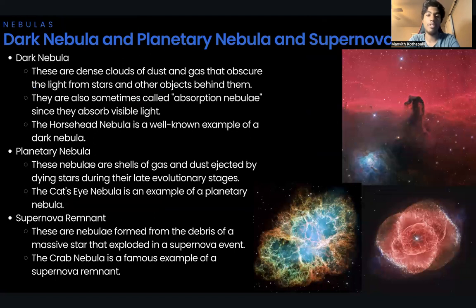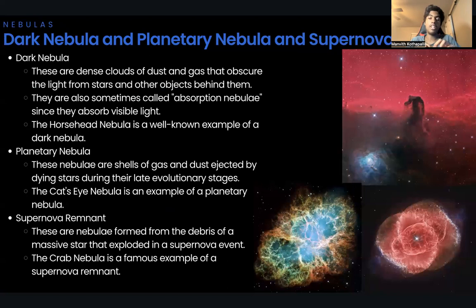Then comes the planetary nebula. These nebulas are shells of gas and dust ejected by dying stars during their late evolutionary stages. Despite their name, they have nothing to do with planets. The Cat's Eye Nebula is an example of a planetary nebula.